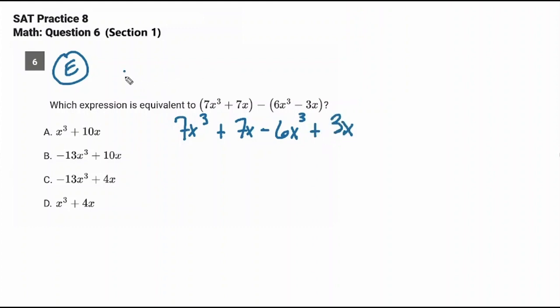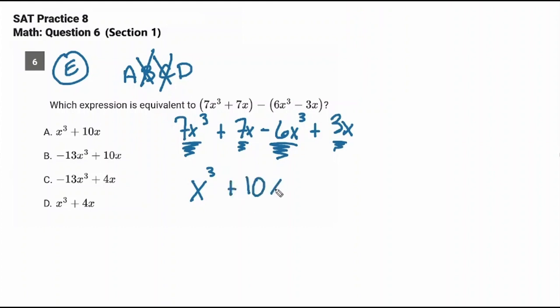I'm going to write down A, B, C, D, and I'm just going to combine like terms one at a time. So here's 7x to the third. This goes with any other x to the third. See any? There's one. So it's 7 minus 6 x to the third. So it's just x to the third. So now go and cross off any answer choices that don't have just x to the third. So B and C are gone. And then come in here and do this. 7x and 3x, that's plus 10x. And so the answer is A.